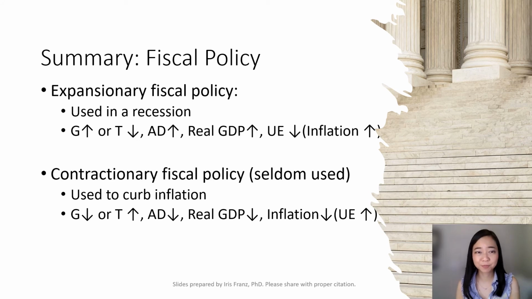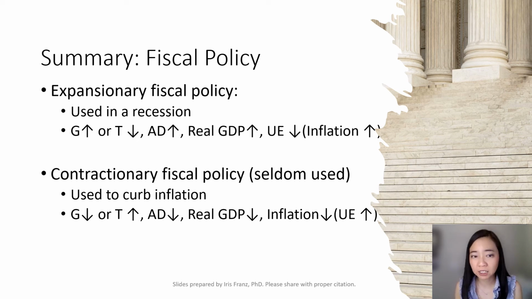Here is a summary of our fiscal policy. We use expansionary fiscal policy during a recession. We increase our government spending and lower our tax. As a result, aggregate demand will shift to the right and real GDP will go up. Unemployment rate goes down, but the side effect is that the inflation rate is going to go up.